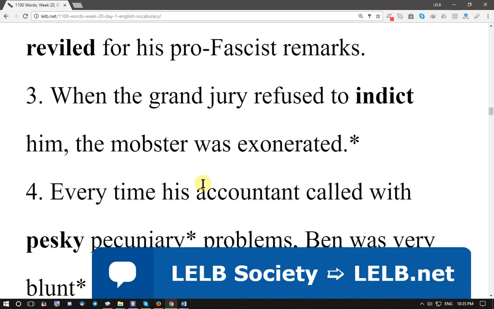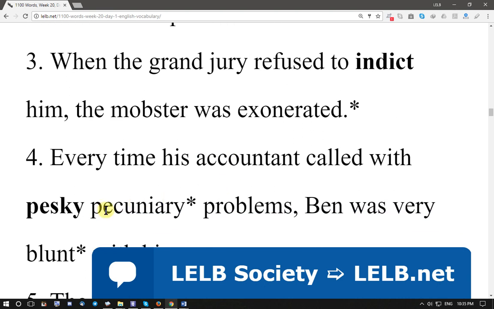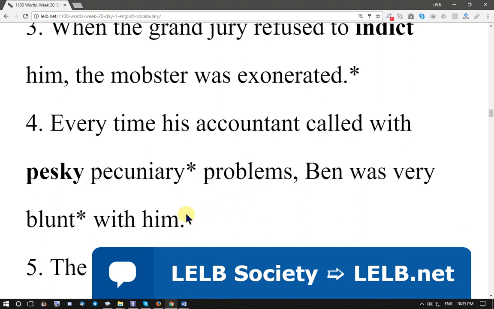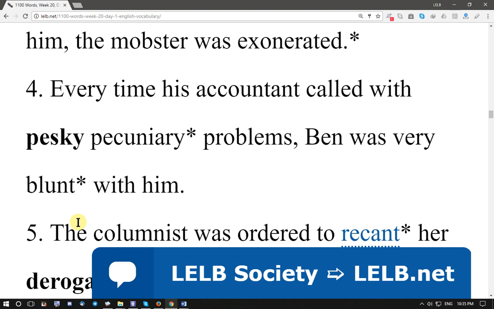Okay. Every time his accountant called with pesky pecuniary problems, Ben was very blunt with him. His accountant, that is Ben's accountant, called with pesky, annoying, pecuniary, which means financial, monetary problems. So an accountant must be able to deal with pecuniary issues. And because of that, Ben was very blunt with him. Blunt means frank and outspoken, plain spoken, straightforward, to the point, direct. When it is used for knives, for example, a blunt knife is not a sharp one.